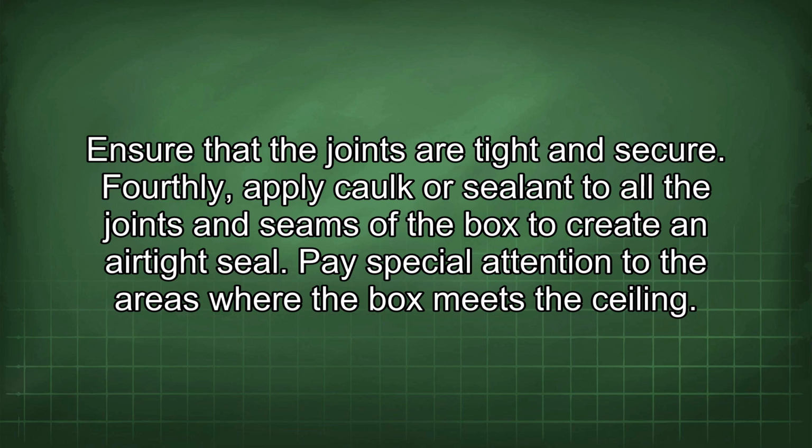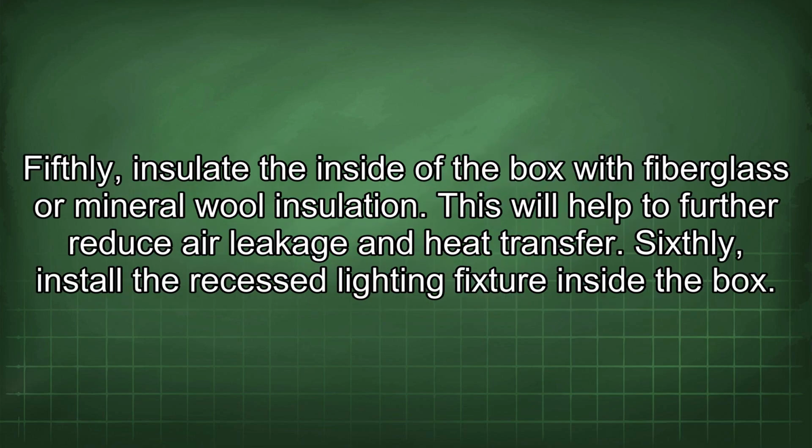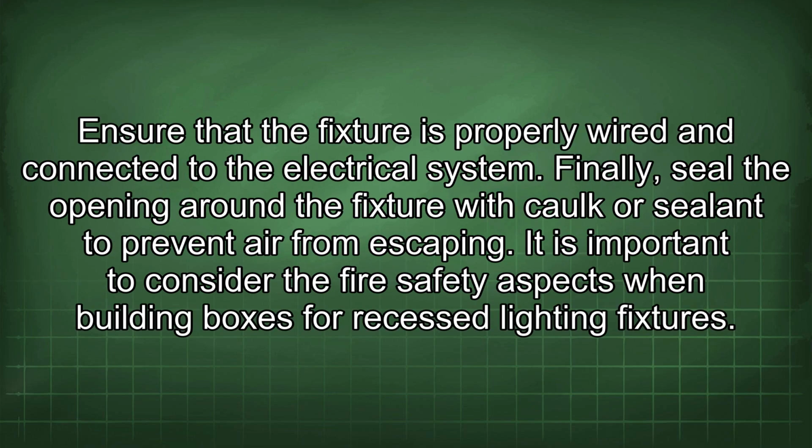Fourthly, apply caulk or sealant to all the joints and seams of the box to create an airtight seal. Pay special attention to the areas where the box meets the ceiling. Fifthly, insulate the inside of the box with fiberglass or mineral wool insulation. This will help to further reduce air leakage and heat transfer. Sixthly, install the recessed lighting fixture inside the box. Ensure that the fixture is properly wired and connected to the electrical system. Finally, seal the opening around the fixture with caulk or sealant to prevent air from escaping.